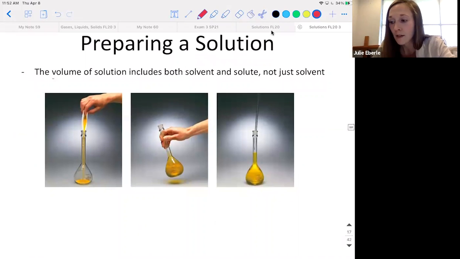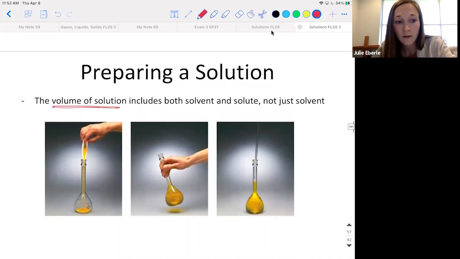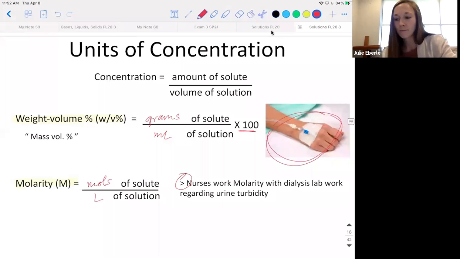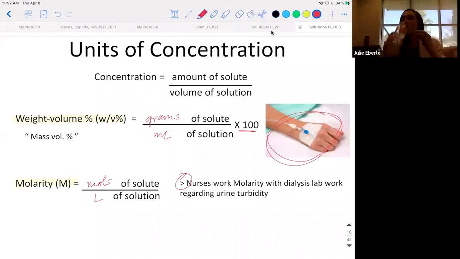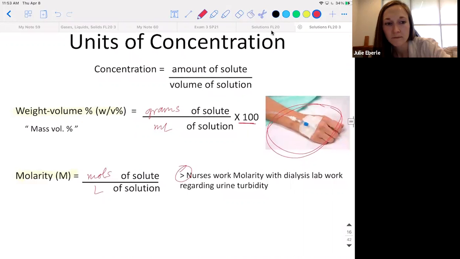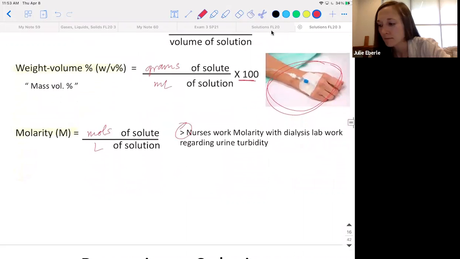Here's why. The final volume of the solution, which is the combination of, okay, I'm going to go back up. Pause. We'll be right back. Are you good? Okay.